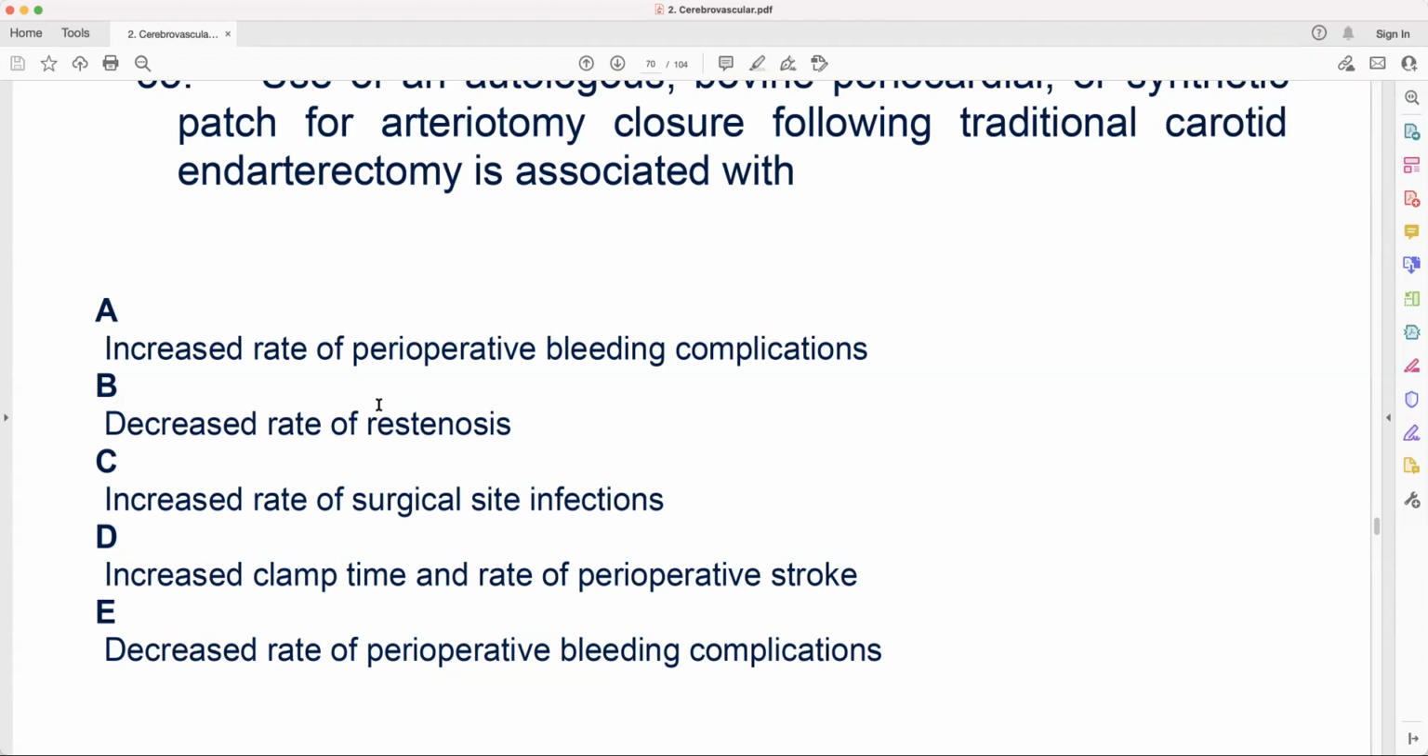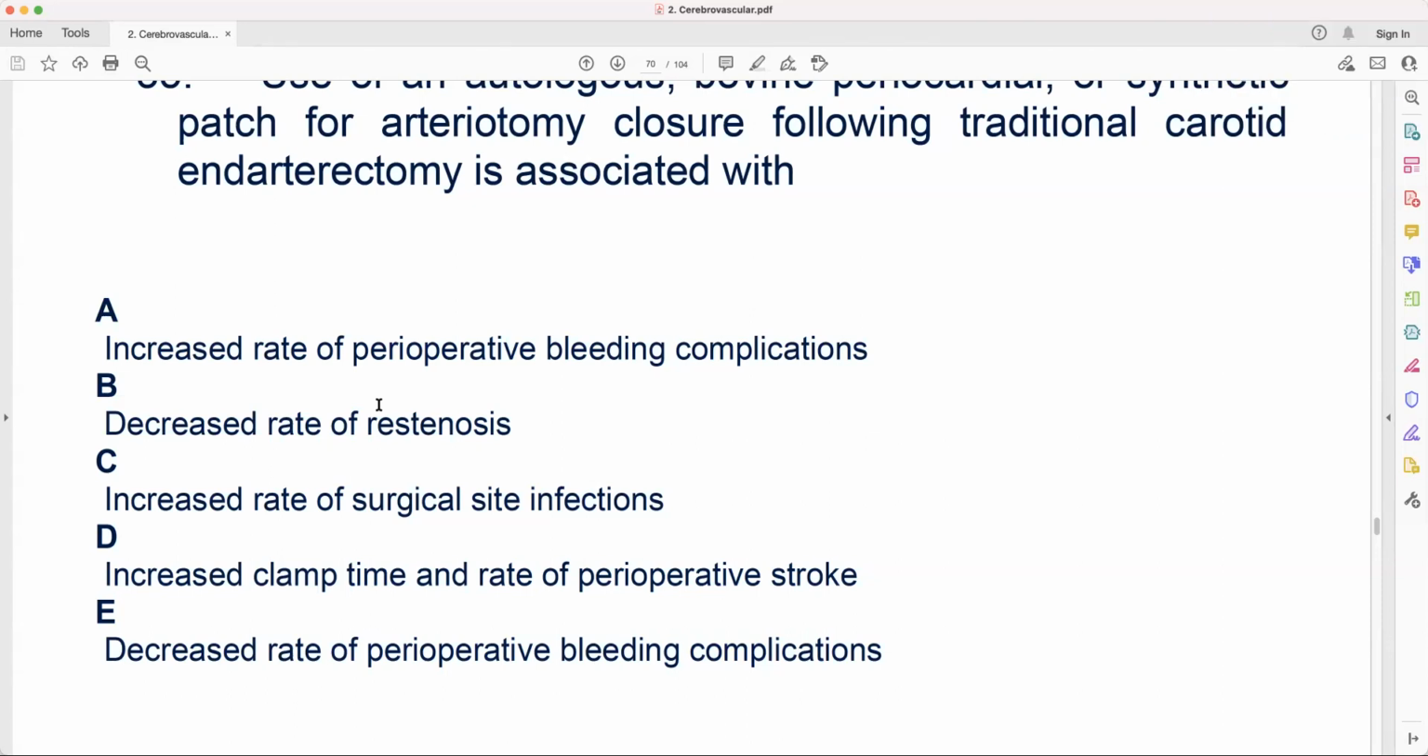B, decreased rate of restenosis. Is this correct? Yes, this is correct. This is the one we talked about. C, increased rate of surgical site infections. I think in the neck it has no relation with infection, right? No, nobody showed it. You think about it because you put a foreign body, but it is very, very rare. No study showed that putting a patch increases your site infection. No.